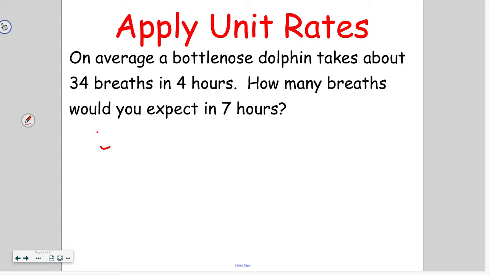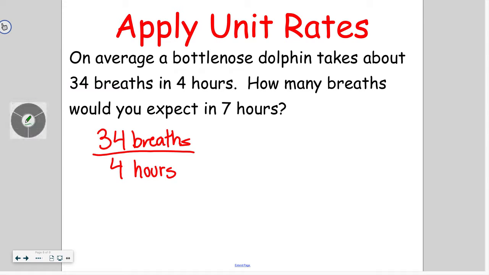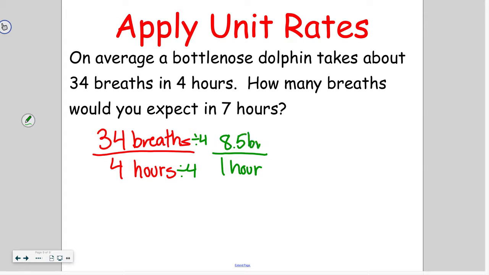Starting with 34 breaths in 4 hours, being careful that I am actually labeling my problem correctly. I want to get to that middle step of the unit rate. So I want to get to 1 hour, and figure out how many breaths they take. In order to do that, I'm dividing by 4, and I end up with 8.5 breaths in 1 hour.